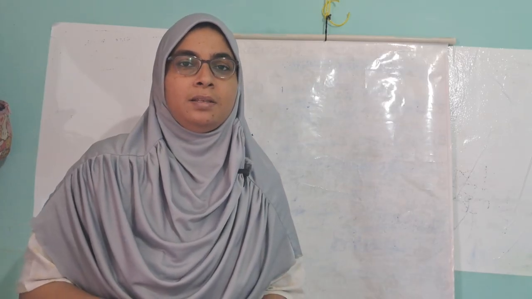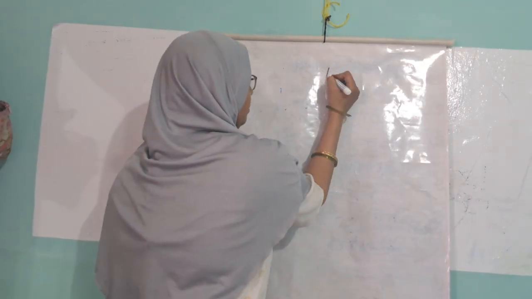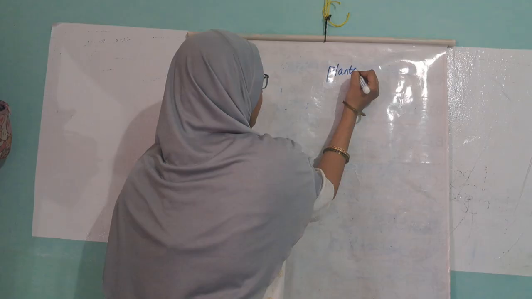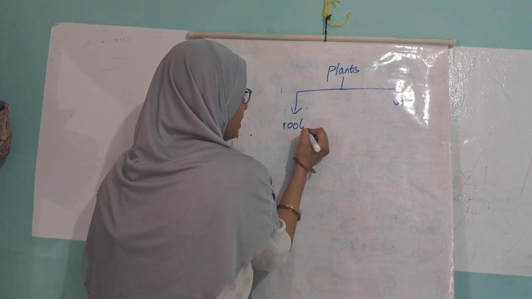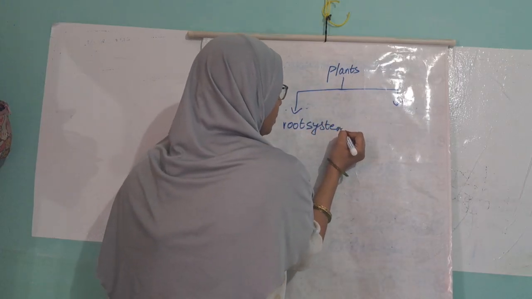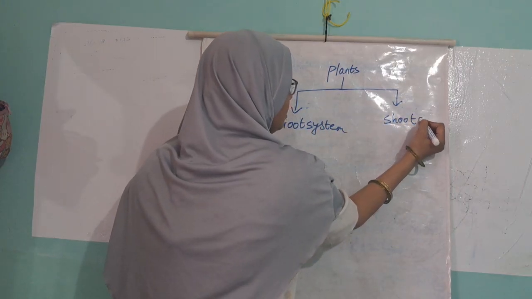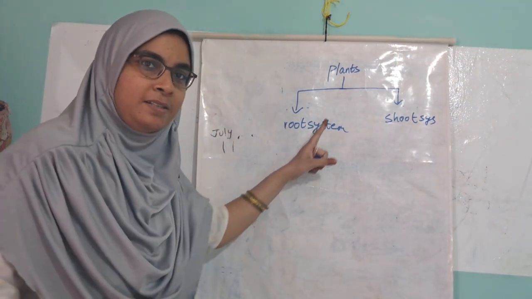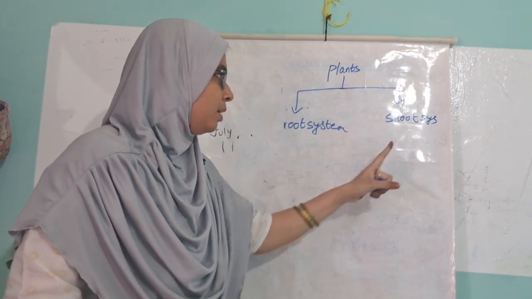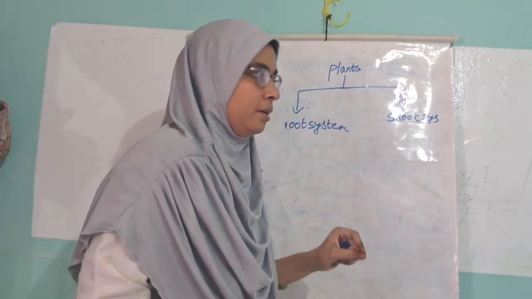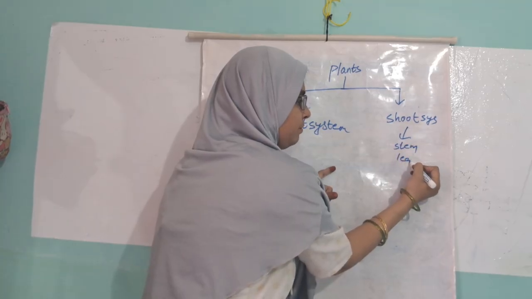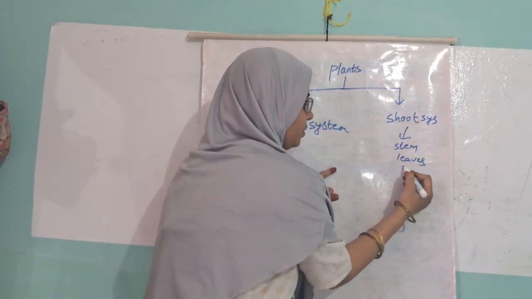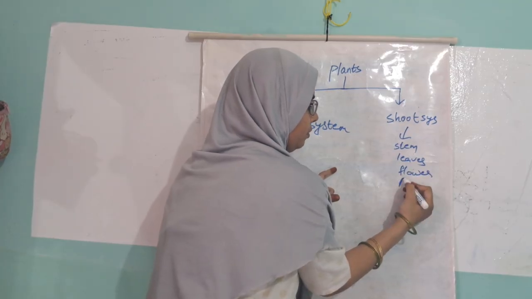A plant is divided into two types. One is the root system, and another one is the shoot system. In the shoot system, we have stem, leaves, flower, fruit.